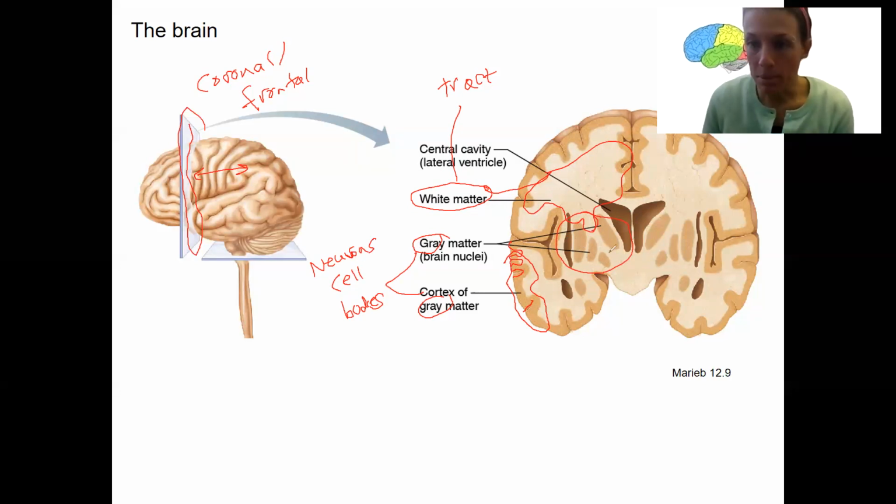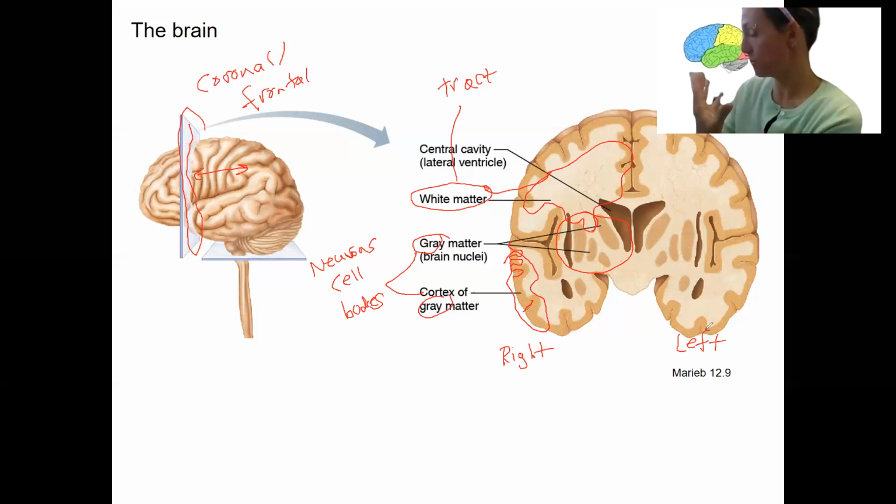There's also two hemispheres of the brain. So this over here is your right hemisphere. This is your left, right? Because you're looking at this person. This is the brain over here, but this is the left side here. So those are the two hemispheres that are connected also by a white matter tract.